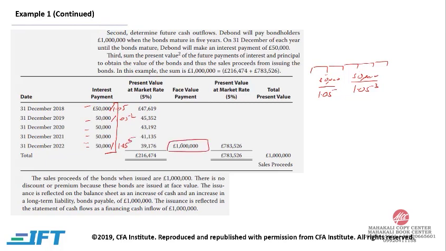In the end, we are also getting the face value. This needs to be divided by 1.05 raised to power 5 as well. And hence the total present value equals 1 million, and this is our sales proceeds. The sales proceeds of the bond when issued are 1 million. There is no discount or premium because these bonds are issued at face value. Whenever we have interest rate and coupon rate equal, then the bond is issued at par.